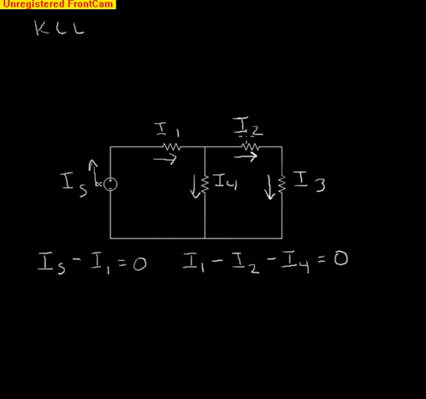And over here, we have I2 coming in and I3 going out, so I2 minus I3 equals 0. And then for our last node on the bottom here, we've got I4 coming in, I3 coming in, so I4 plus I3, those are both positive because they're coming in, and then IS leaving, so minus IS equals 0. Okay, those are our 4 KCL node equations for that circuit. Let's do one more.